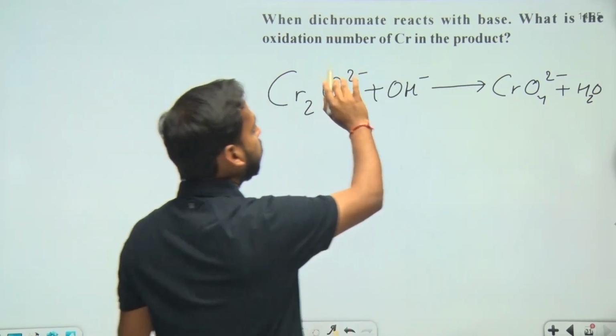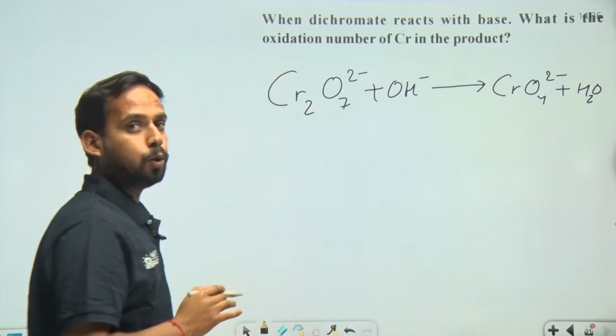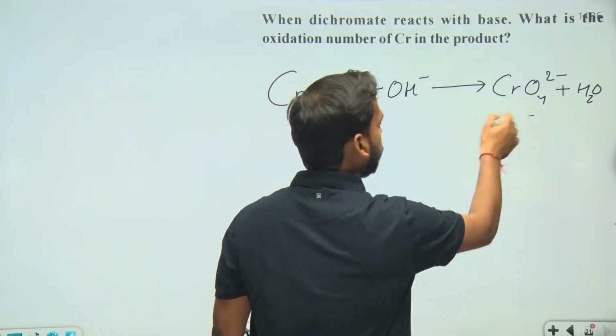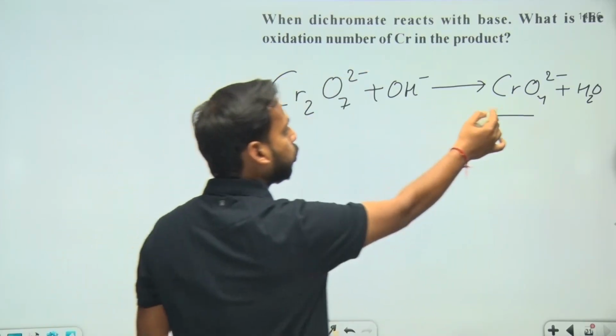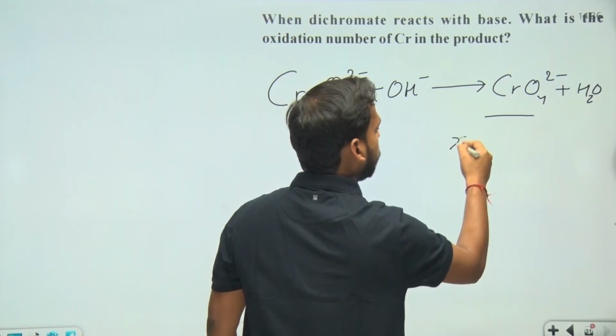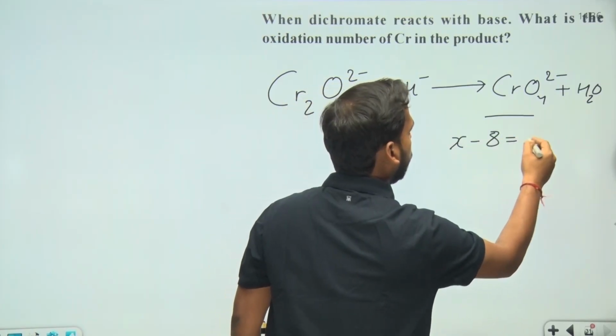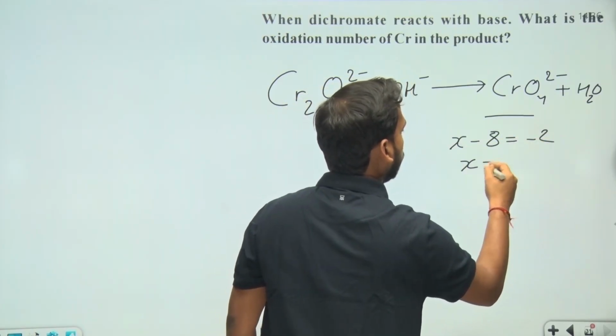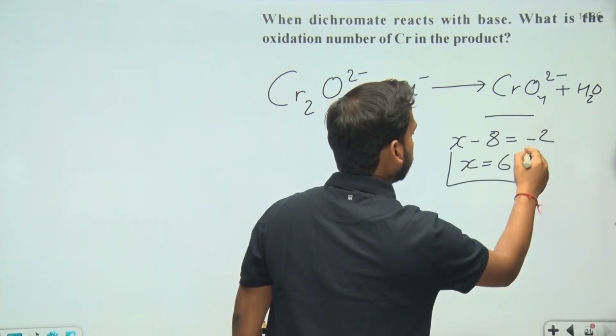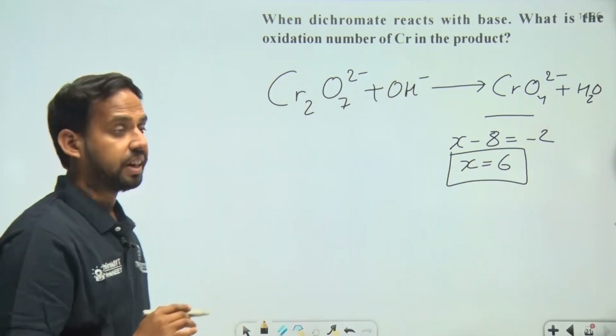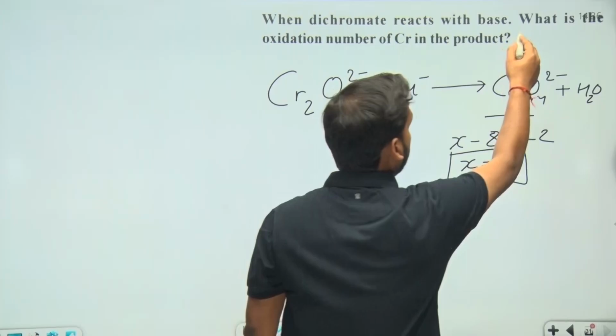So what is the oxidation number of chromium in the product? We have to calculate the oxidation number of chromium in the product. It is CrO4 2 minus. So x minus 8 will be equal to minus 2. So x comes out to be 6. X will be equal to 6. So our correct answer is 6 here.